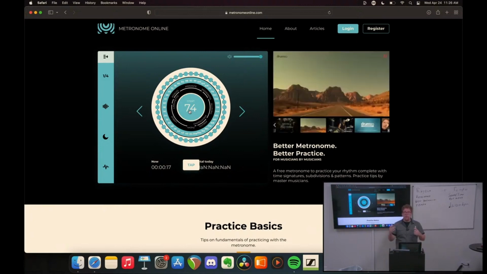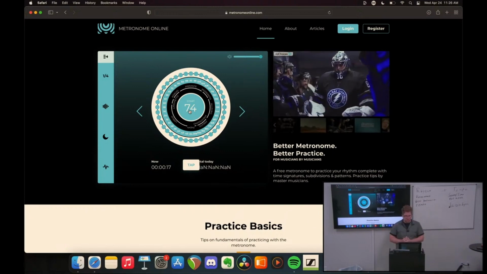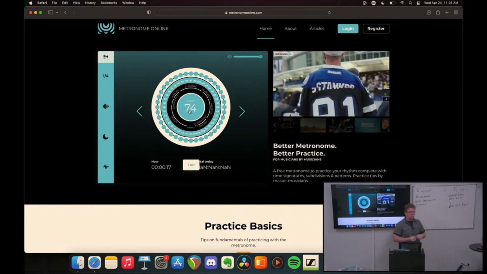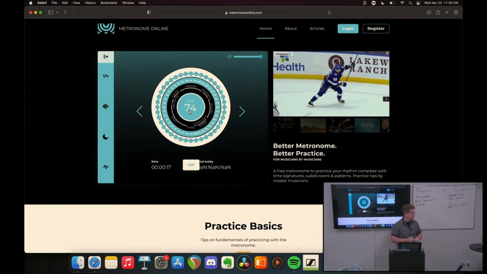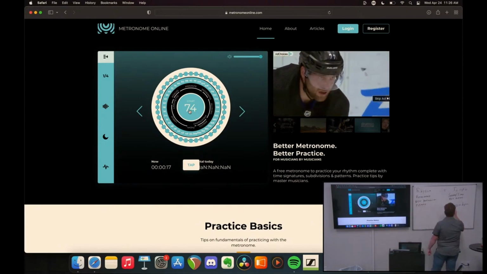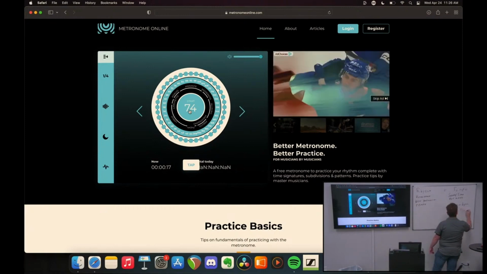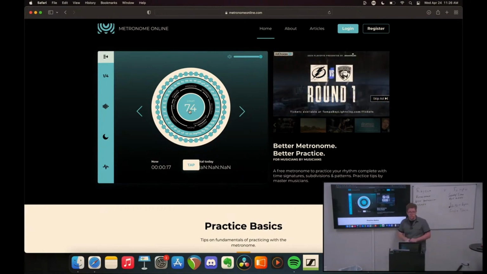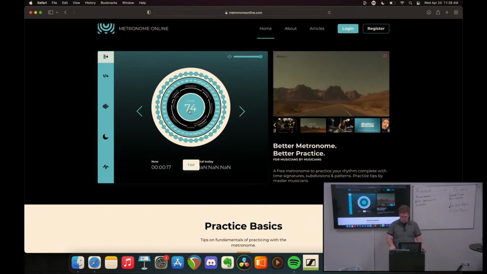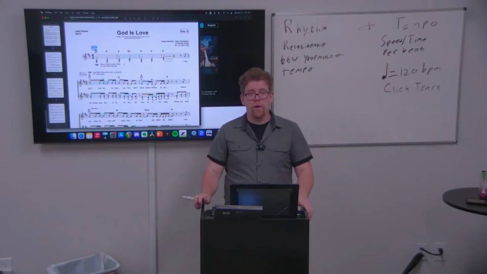So we define rhythm within that tempo, okay? So you could think of tempo as your click track, because we sing with click tracks here. Your rhythms are going to require a little more information. So next, let's talk about rhythm.